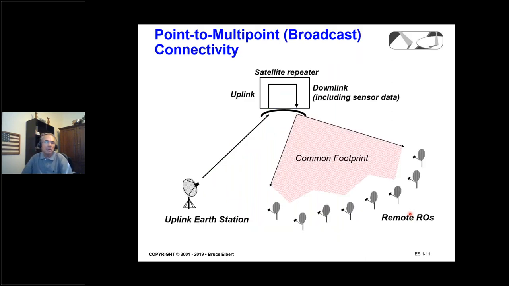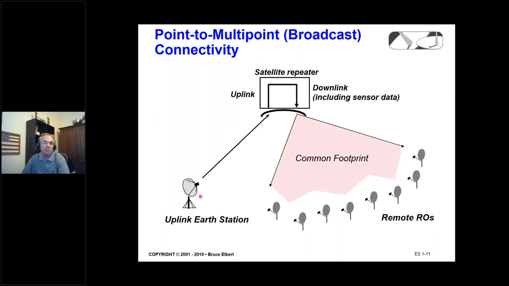Now, another very important connectivity is point to multipoint, which we could also call broadcast, where we're transmitting from an uplink Earth station, like at a teleport, through the satellite, and it happens to be received across a beam, like I showed you before, where there are many receiving points. We call these remote receive onlys. Okay, so these are like your satellite TV dishes. Many of you have, I happen to have one.